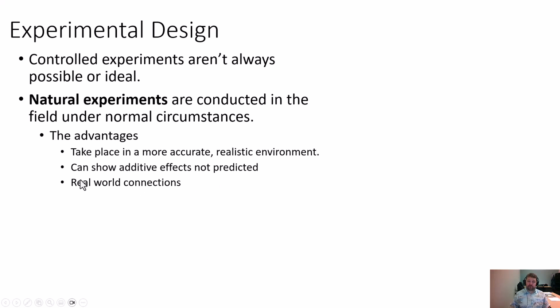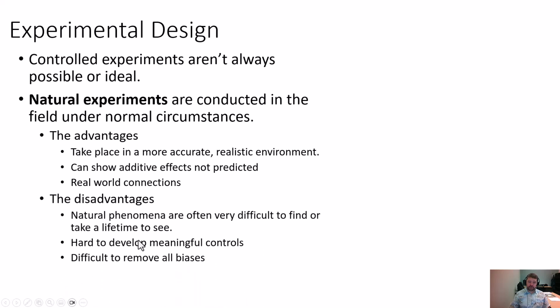The other piece is it can show an additive effect. So maybe you think it's just temperature that's changing the timing that flowers are breaking petal, or plants are flowering. But really, what if moisture is also involved? What if wind speed is involved? What if the amount of sunlight in a given day is involved in that? Okay, so you can have an additive effect that was never predicted, that wasn't part of your original hypothesis.